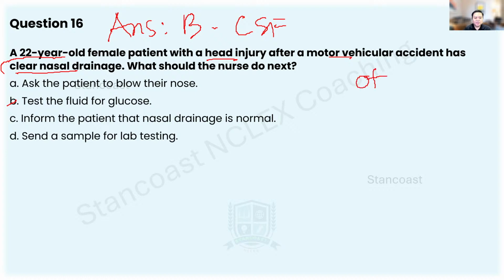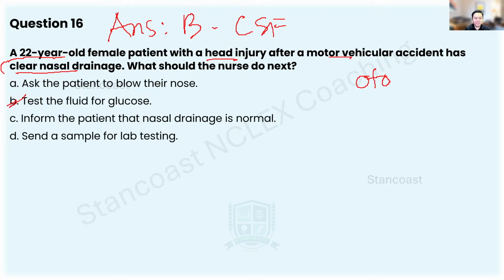Remember about those otorrhea and also the rhinorrhea? These are signs that there is a fracture going on, allowing the escape or leakage of the cerebrospinal fluid. Okay, so we're going to test that for glucose. Never apply pressure, never occlude the nose, never pinch or cover, or apply pressure into the ear, because this will stimulate increase of the ICP.